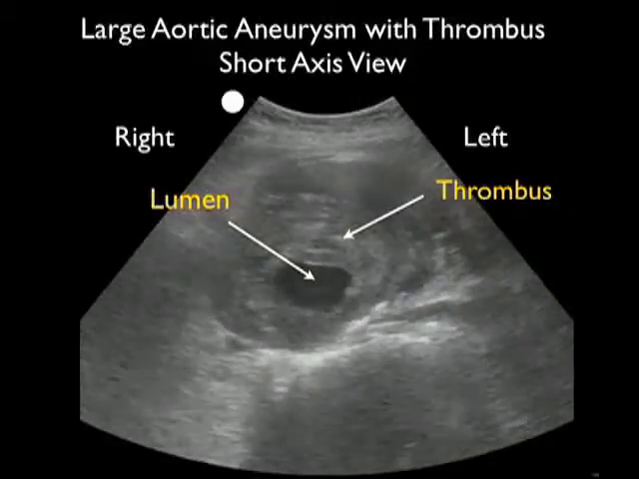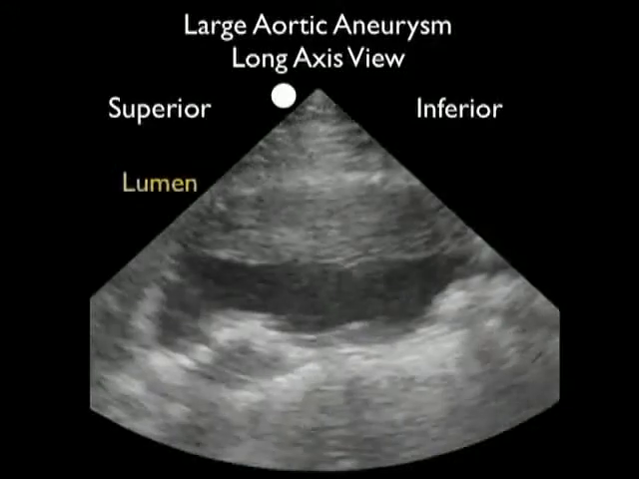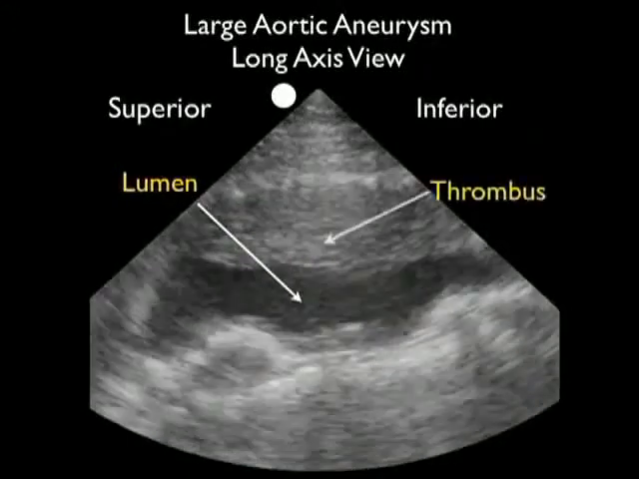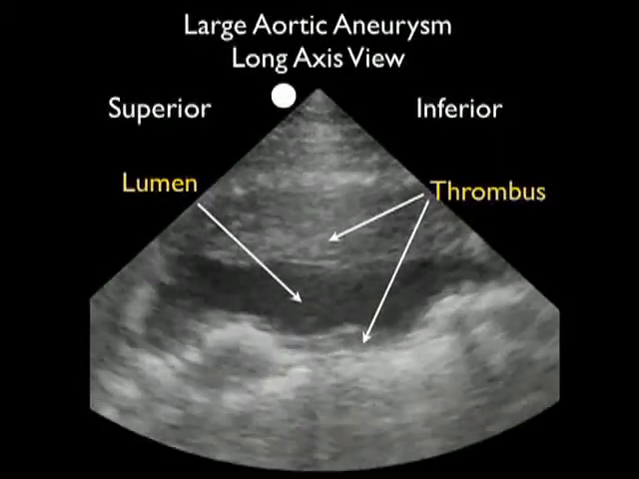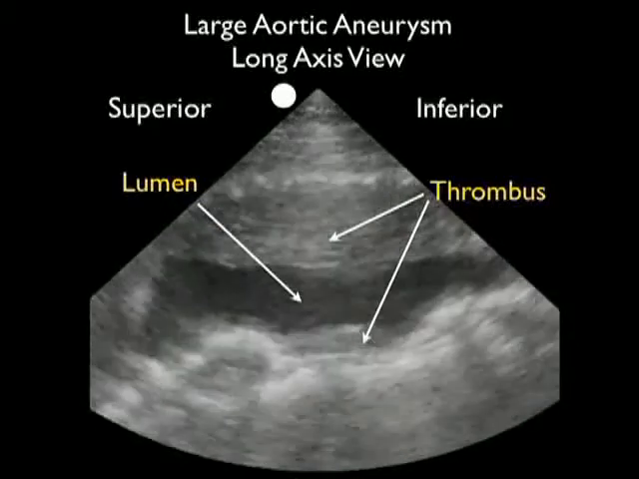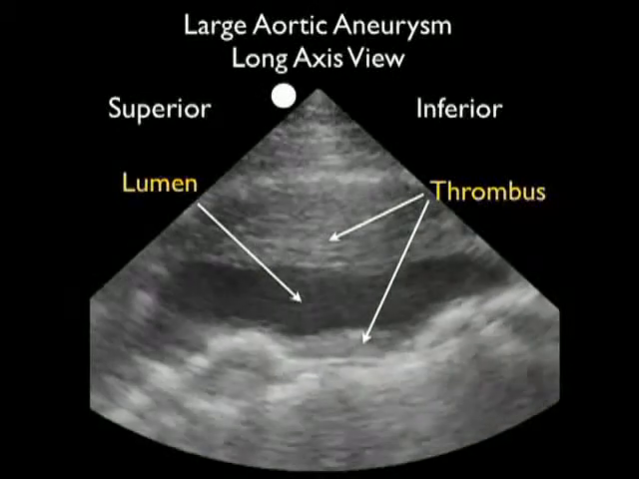Next, we're going to position the probe in a long axis orientation, and I like to categorize this as the Subway sandwich sign. What we see here is the lumen making up the filling of our Subway sandwich, and notice the anterior and posterior burden of clot making up the loaves of the bread circumferentially surrounding the lumen. So, a very large AAA in long axis configuration.